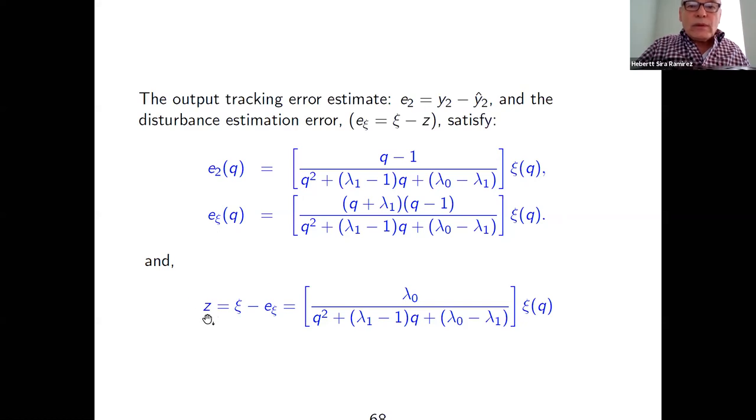So the disturbance itself exhibits this property, and the transfer function provides you with a direct transmission between the disturbance, which would be constant, and the actual estimate of the disturbance, because when q becomes one, the denominator collapses to lambda zero, and therefore you have a cancellation and you have no gain relating the disturbance input to the actual estimate of that disturbance.